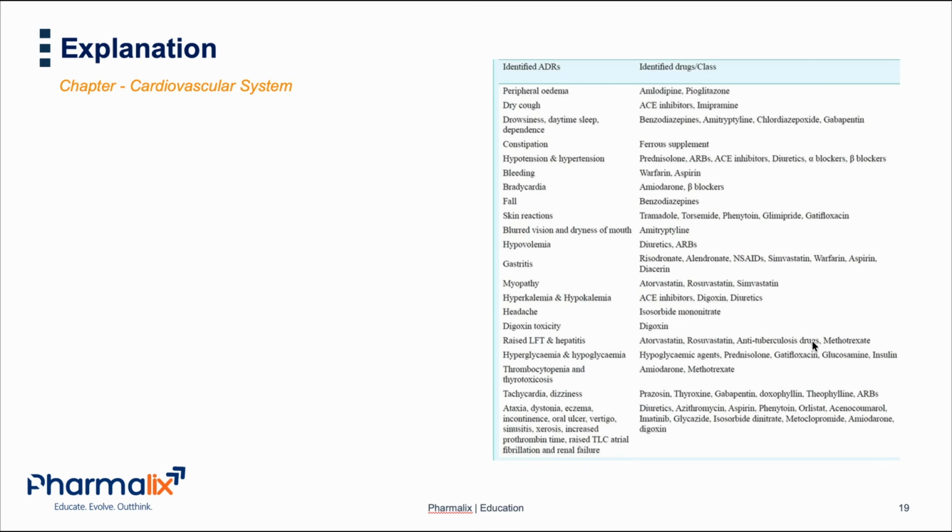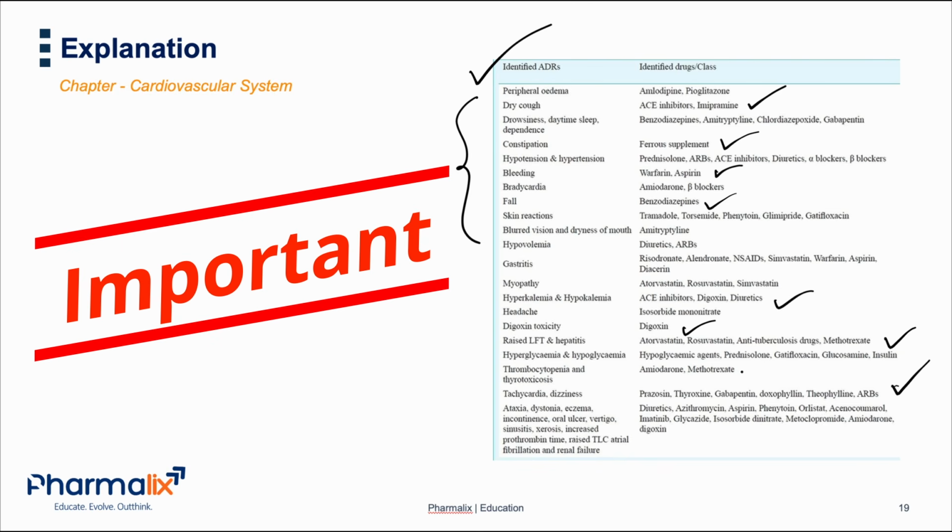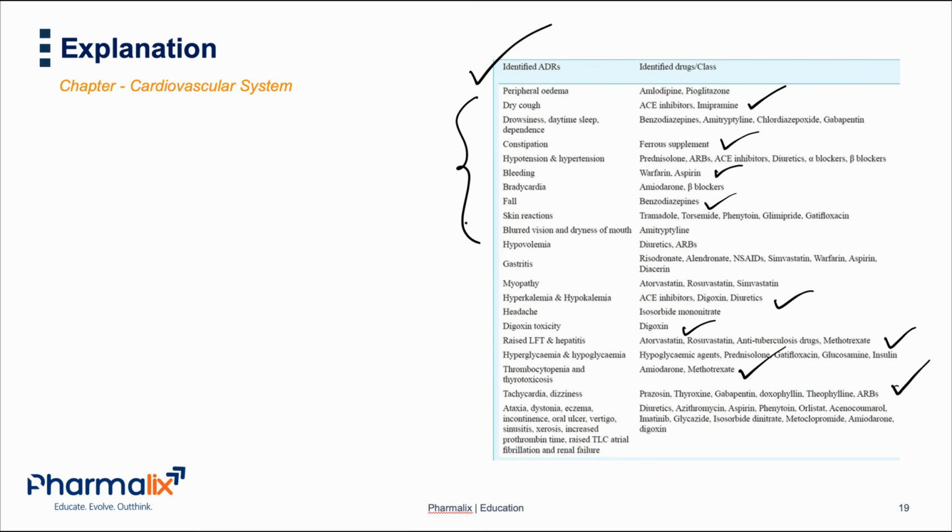Here are some drugs along with their identified adverse effects, and you have to learn them, and there are a few important ones which I want to mark. First is ACE inhibitors, which we have just studied, then ferrous supplements, benzodiazepines, warfarin, aspirin, digoxin, atorvastatin, and then prazosin, gabapentin, theophylline and ARBs, and the last one is amiodarone. These are some important ones which you have to go through drug by drug.